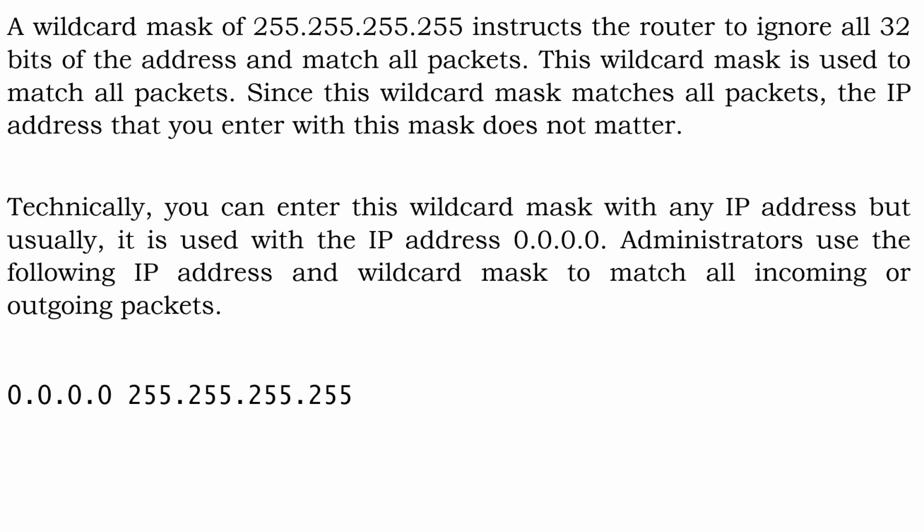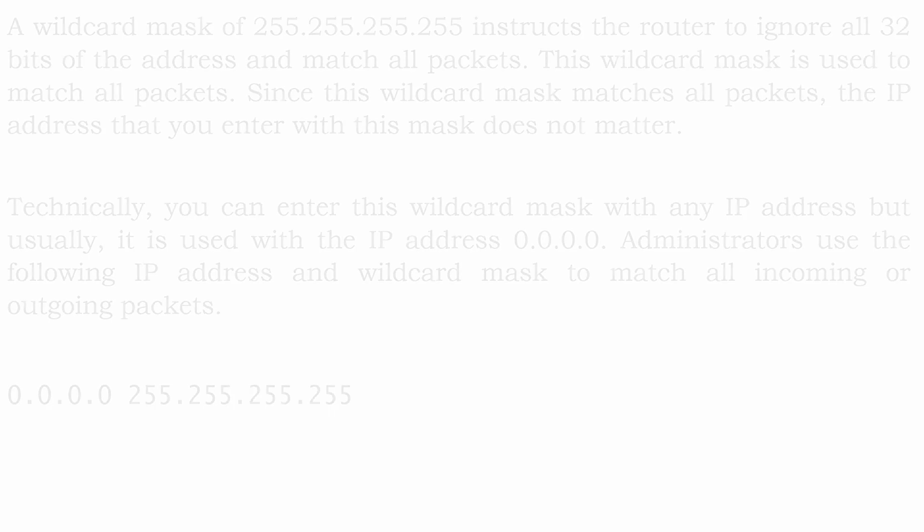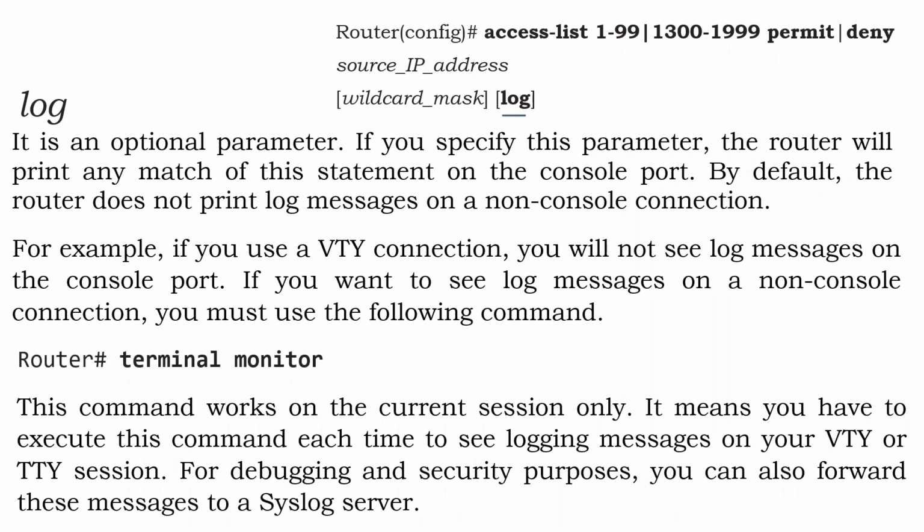Now we know what a wildcard mask is and how we can use it correctly in the access list command. Let's move back to the access list command syntax. Log. It is an optional parameter. If you specify this parameter, the router will print any match of this statement on the console port.